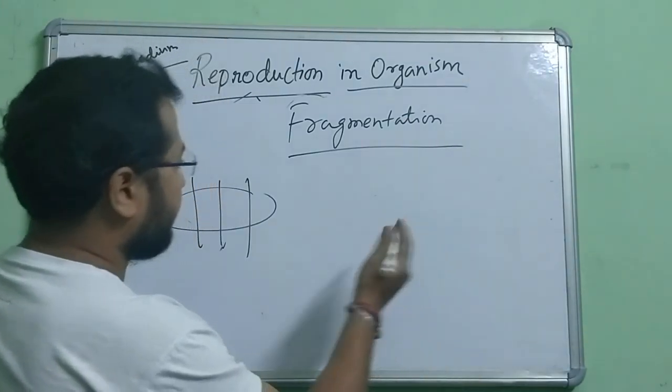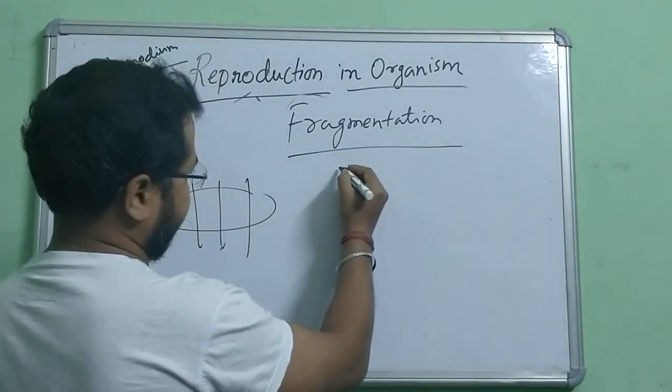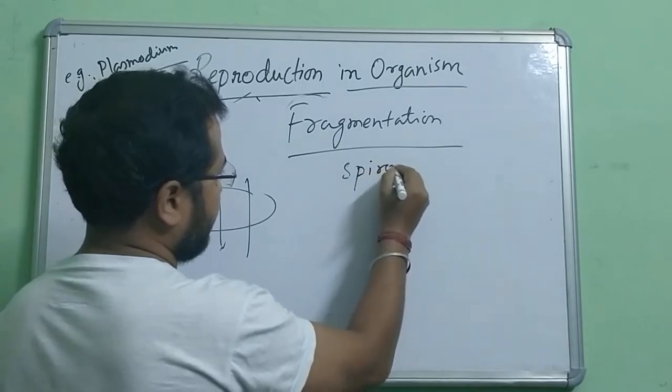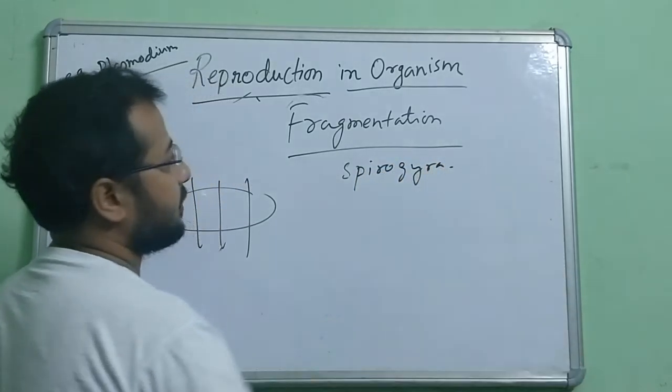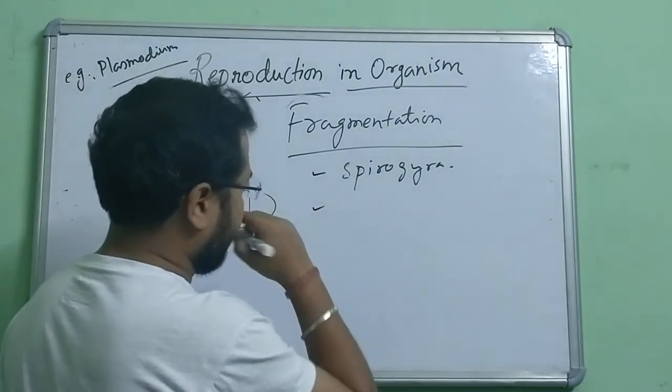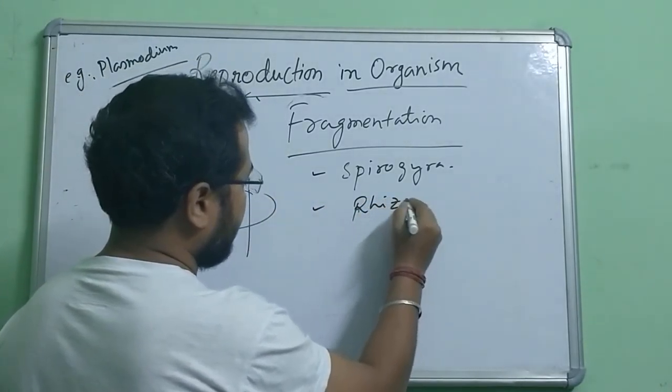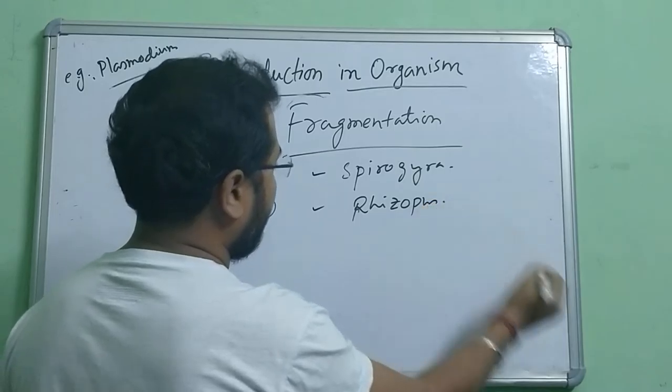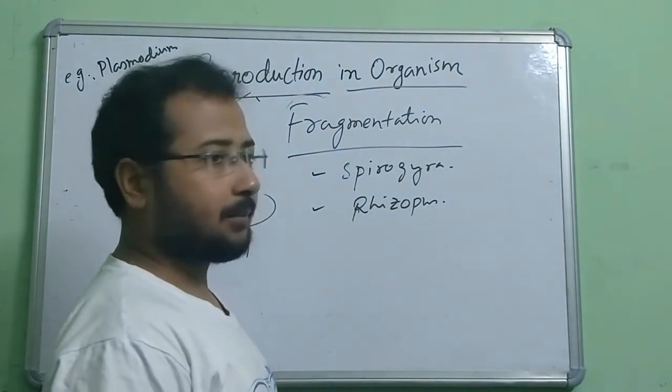For example, Spirogyra is an alga where we see the fragmentation mechanism, and Rhizopus, a fungus, also shows the fragmentation mechanism.